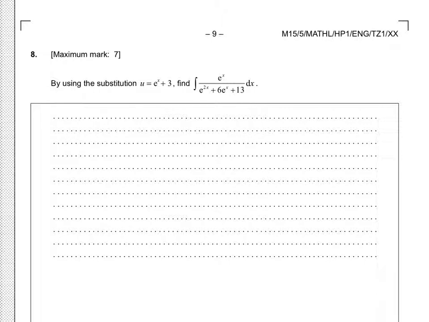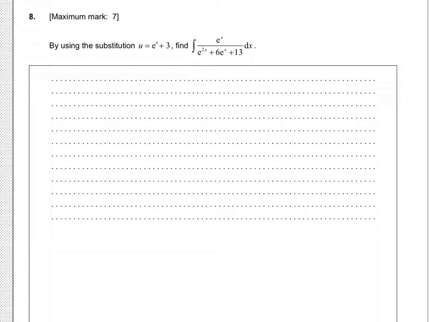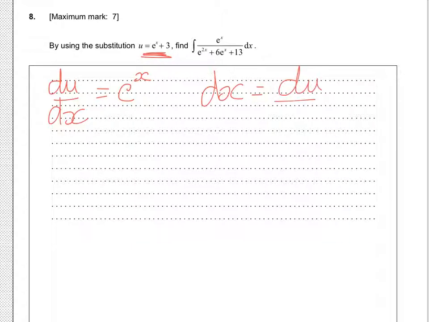This one's a good one. I like this one. Question 8. By using the substitution given, find that integral. So the first thing to do is to apply this substitution. Don't forget to differentiate. So du by dx is e to the x, which means that dx can be represented as du over e to the x. Doing that step first allows you to see that this substitution is going to give you some cancelling. So I'm going to do that first.